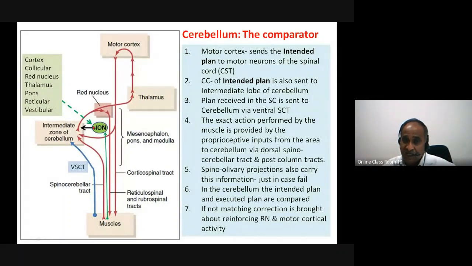That is the cognitive component of motor skill development, because now I have processed it, everything is perfect, and I am doing the action as expected. So that is what this indicates. That means the inferior olivary nucleus provides the corrective measures. So now in the cerebellum, the intended plan and executed plan are compared, and if not matching, the correction is brought by reinforcing the red nucleus and motor cortex.